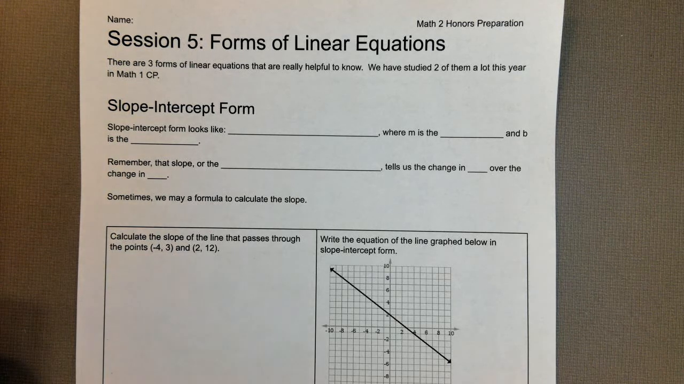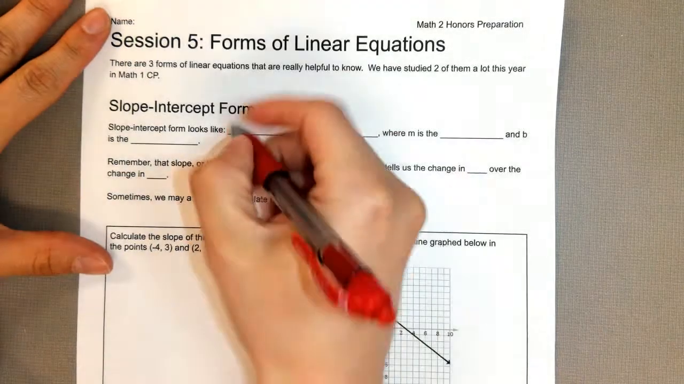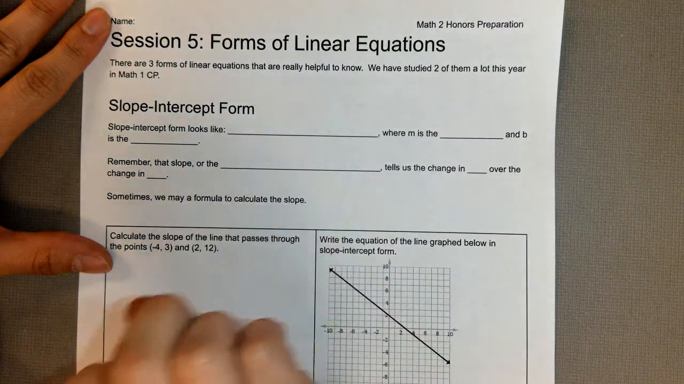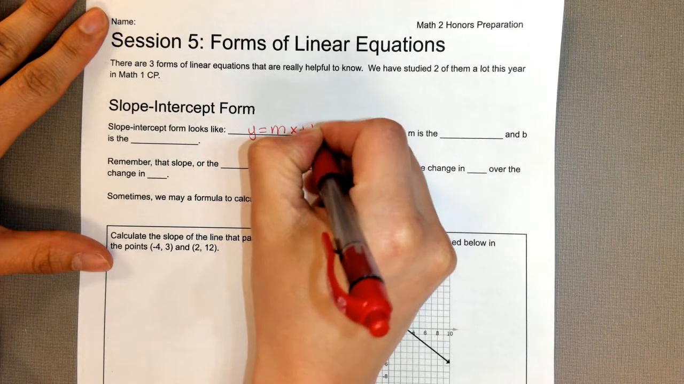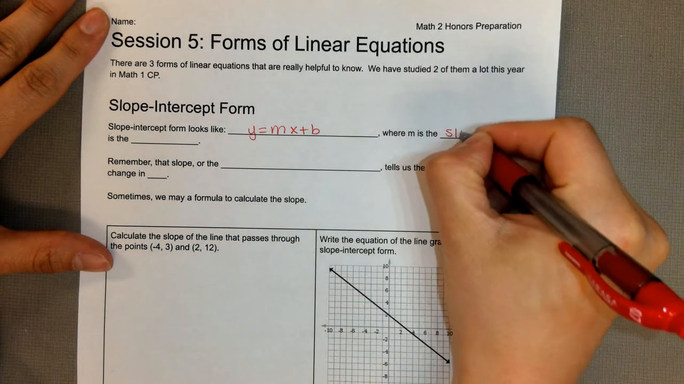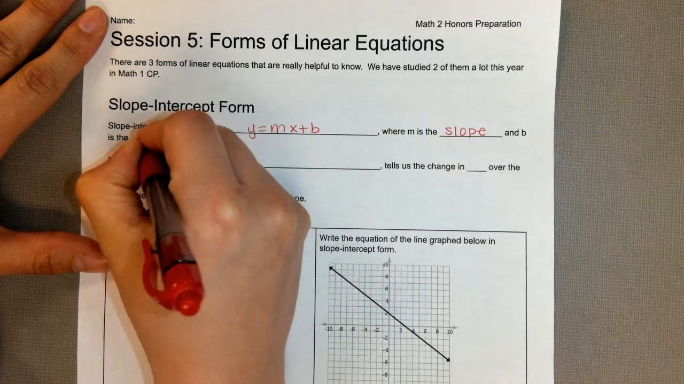Today we're going to talk about different forms of linear equations. There are three forms of linear equations that are really helpful to know, and we've studied two of them a lot this year in Math 1 CP. The first one is slope-intercept form. Slope-intercept form looks like y equals mx plus b, where m is the slope and b is the y-intercept.